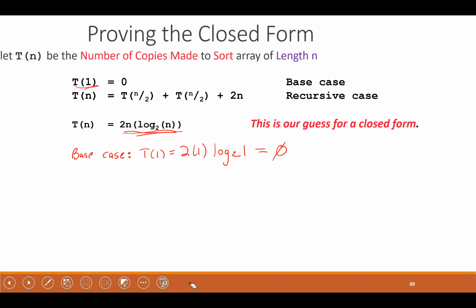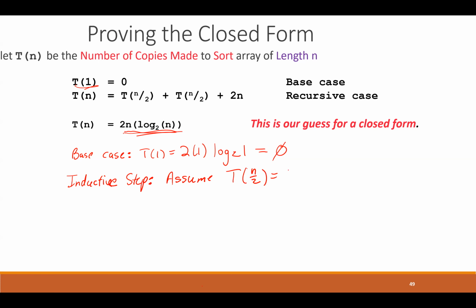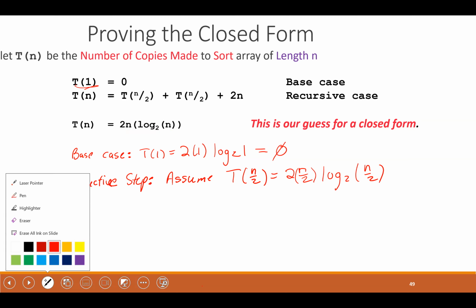Now for my recursive case, or my inductive step, I'm going to assume that t of n over 2 is equal to 2 times n over 2 times log base 2 of n over 2. So I'm assuming this holds for some value less than n. All right, and I think I'd actually do this a little neater.